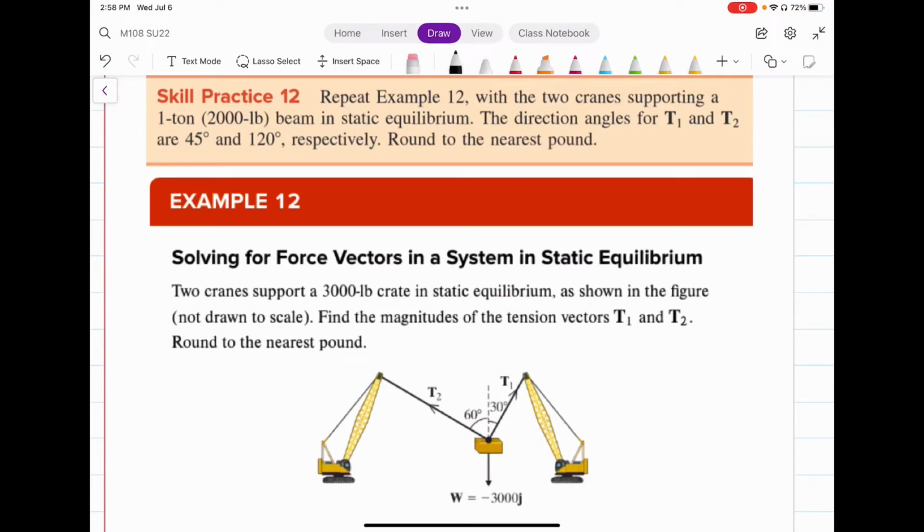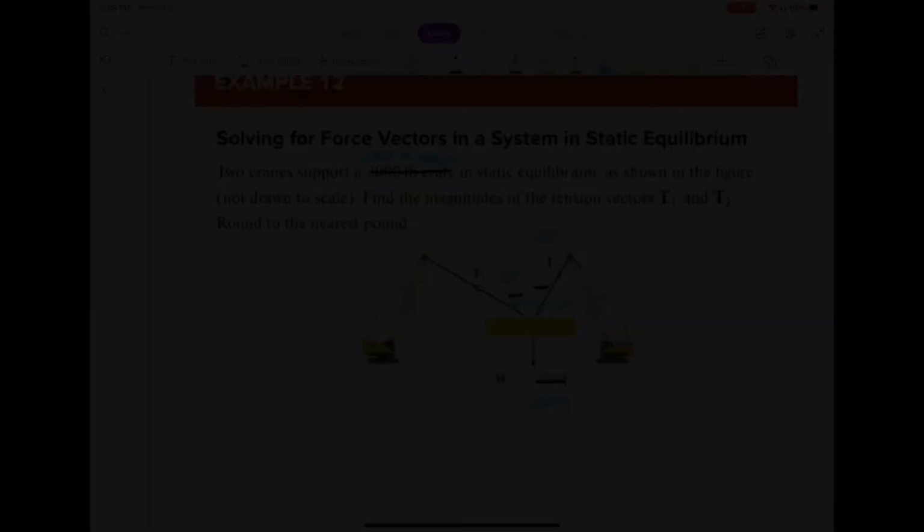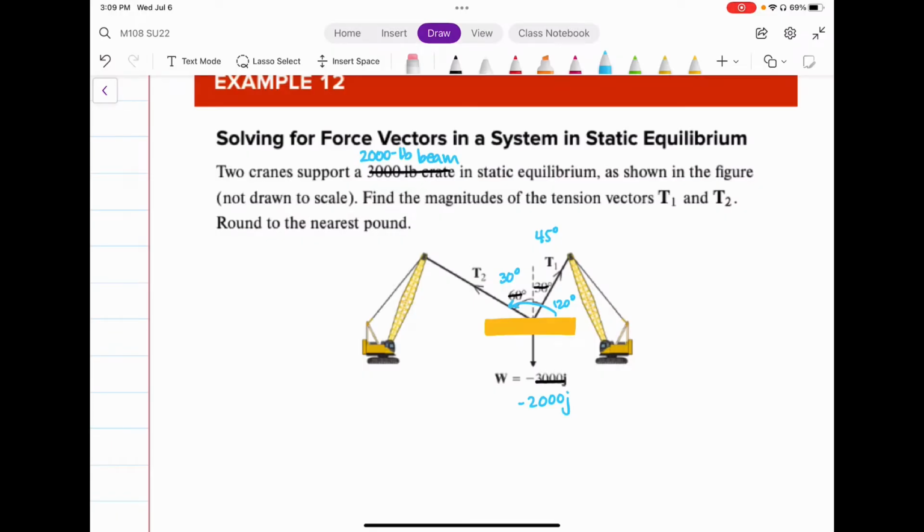Last question of this section asks us to repeat the example that I've shown below with two cranes supporting a one-ton beam in static equilibrium, and the direction angles are 45 degrees and 120 degrees respectively, and I want to round to the nearest pound. So I'm going to update the drawing below with the information they just gave us. Here is the updated drawing with the beam that is 2,000 pounds and the angle measures.